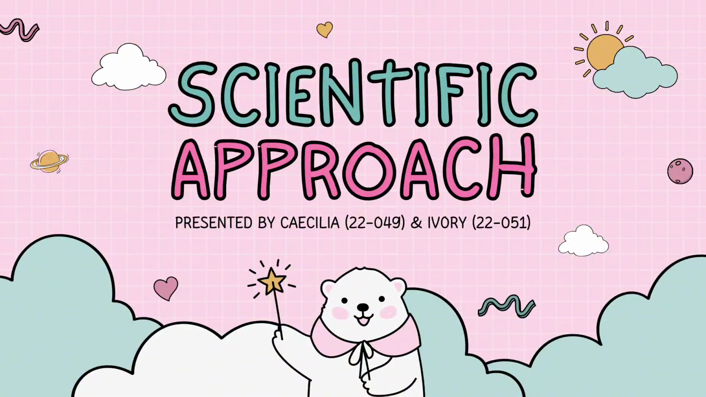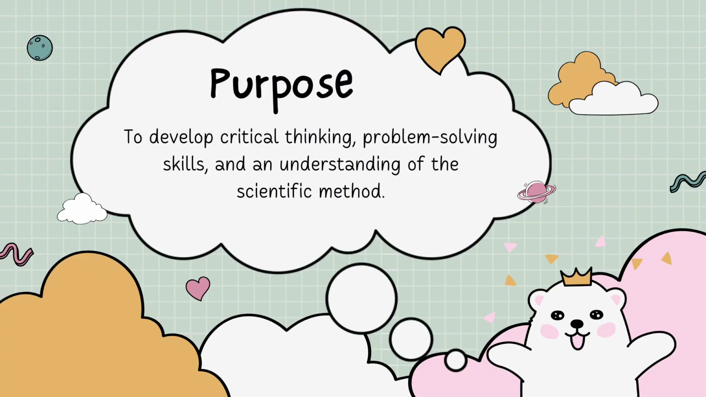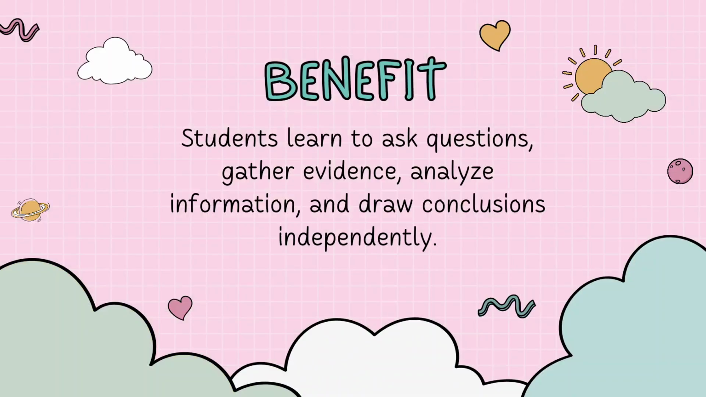Scientific approach. Definition: the scientific approach is a way of learning that mimics how scientists discover new knowledge. It involves a series of steps like observation, questioning, hypothesis development, experimentation, data analysis, and conclusion. Purpose: to develop critical thinking, problem-solving skills, and an understanding of the scientific method. Benefit: students learn to ask questions, gather evidence, analyze information, and draw conclusions independently.